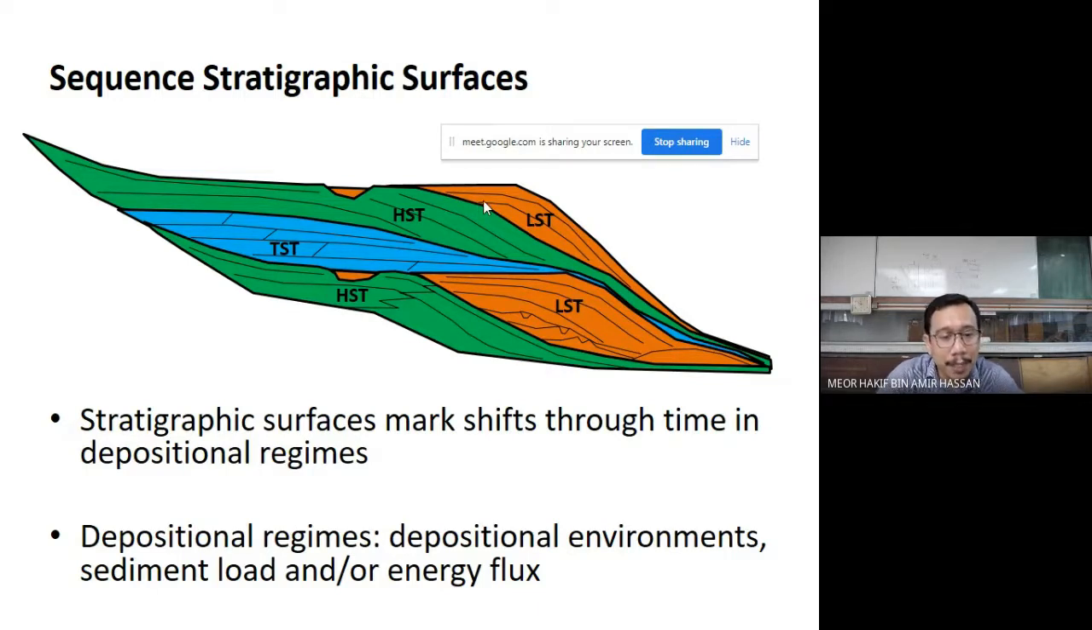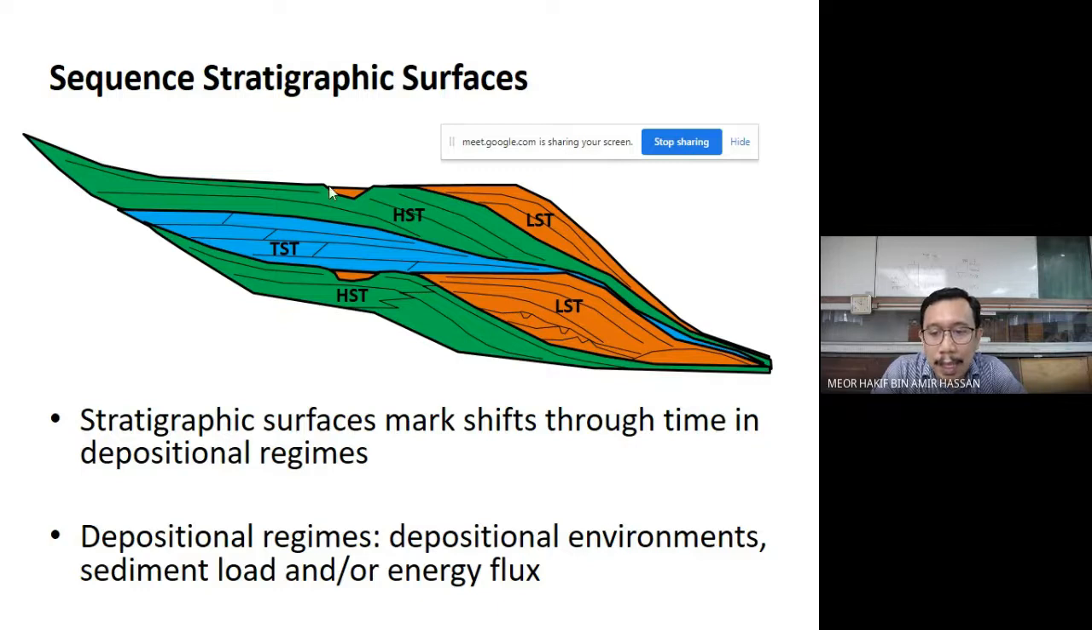So remember dia punya singkatan, remember the abbreviations. During the LST, it's going to be PA, progradation, aggradation. TST is going to be R, retrogradation, di belakang. And then during the HST, it's going to be aggrade, prograde, and degrade, APD. And then you have, going from LST, TST to HST, it's a single unit that we call a sequence. All right? And sequences are bounded by these surfaces called sequence boundaries.